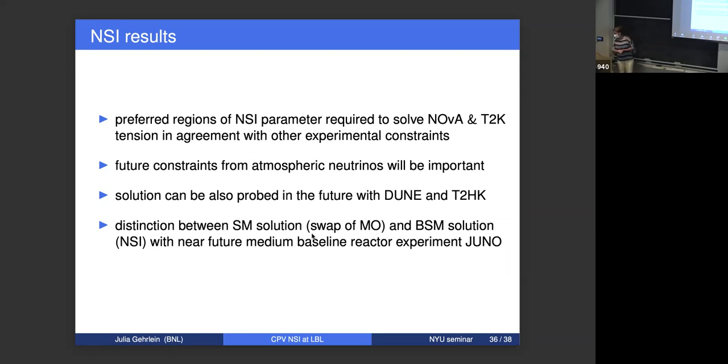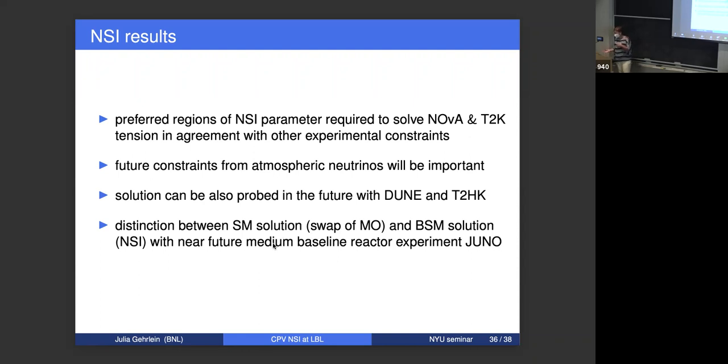Furthermore, this NSI solution can also be probed in the future with DUNE and T2HK. DUNE is the US flagship experiment for long-baseline neutrinos in the future. And DUNE will have a broadband beam, which means DUNE itself will be sensitive to the NSI parameters. T2HK is the successor of T2K and will, in principle, measure the same as T2K has measured.